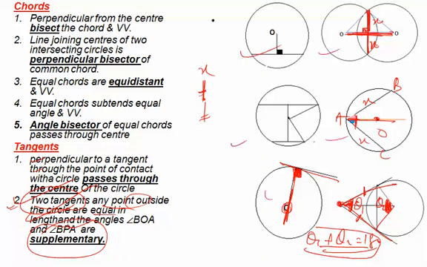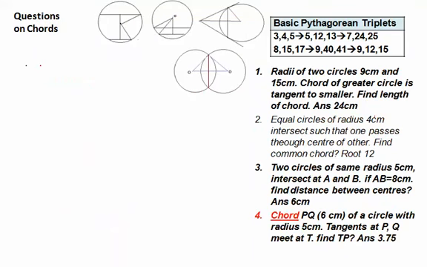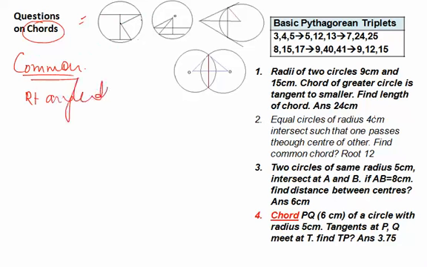So now let's go to the next slide. We discuss certain questions based on chords. Now first you observe these diagrams. What is common between these diagrams? Let's see what the commonality is. All these diagrams have right angled triangles. This is a right angle triangle, this is also a right angle triangle, and this, and this, again and again.